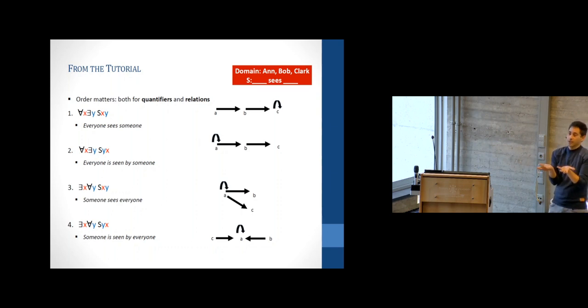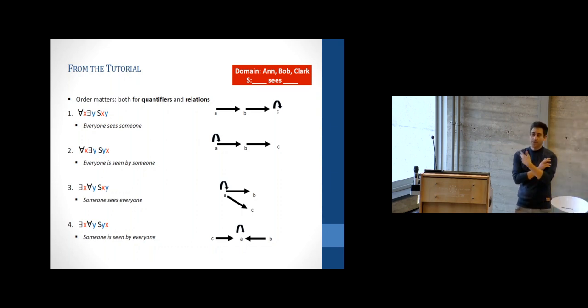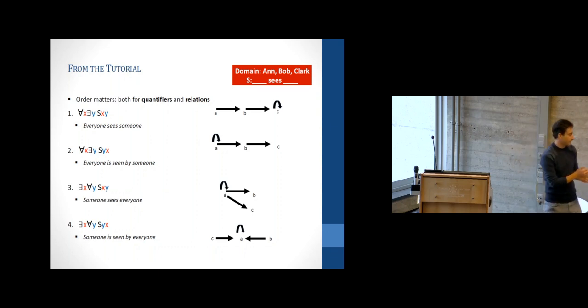Why do we add identity to our language? Because it allows us to express things we cannot do without the identity. So I can say, for example, there are at least two horses. Okay, so I can say there is an X, there is a Y, and then I say X is a horse and Y is a horse.